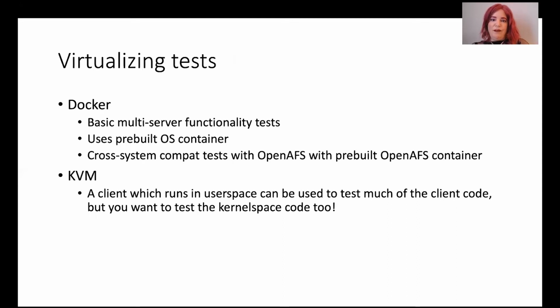So we start by virtualizing tests. And among the tools that we have available to us are Docker. For Docker, we create multi-server functionality tests using Docker containers. We use a pre-built OS container, and we also do cross-system compatibility OpenAFS tests by using an OpenAFS container that has pre-built OpenAFS binaries because we're not actually building or testing OpenAFS ourselves. We just want to know, does our system interoperate with OpenAFS in ways that would allow customers who are already using OpenAFS to migrate to our system?